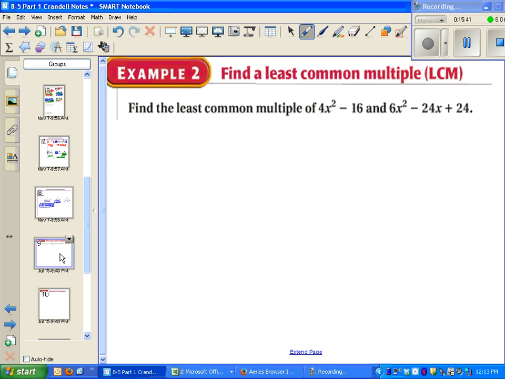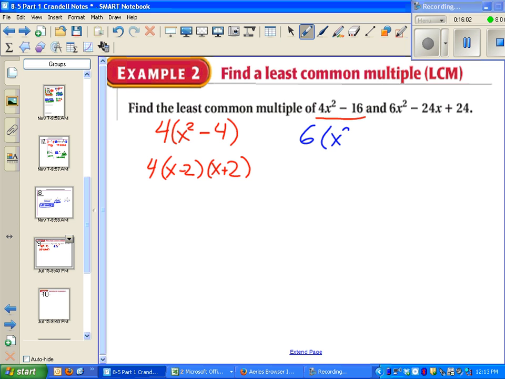All right, so let's factor. If we factor out a GCF, we have x squared minus 4 for this one. And we can factor again, and we have x minus 2 times x plus 2. Okay, so that's that one. The next one, we could factor out a 6. And so we'll get x squared minus 4x plus 4. And we can actually factor that one again. So this is going to factor into x minus 2 times x minus 2.